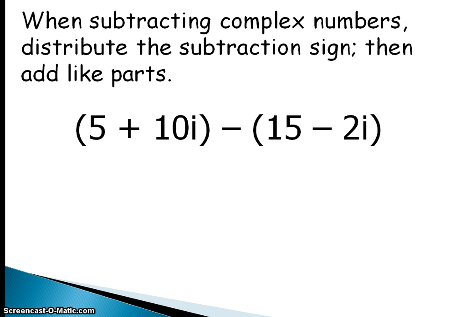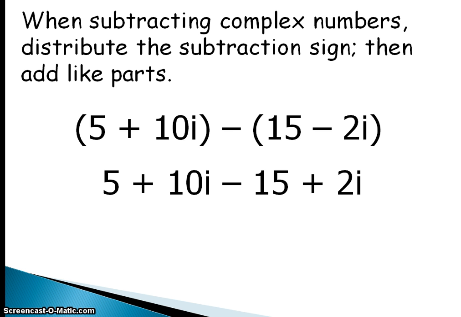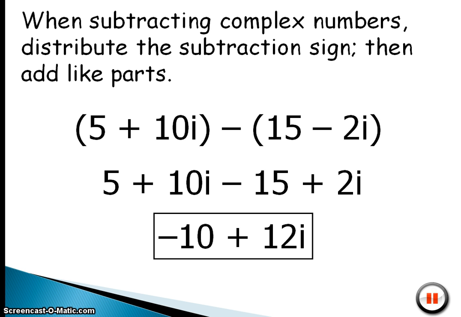When I'm subtracting complex numbers, it's very similar to addition, only now I have to distribute the subtraction sign and then add like parts. And when I distribute that subtraction sign, I get negative 15 plus 2i. And now I'm going to add the reals to the reals and get negative 10, and the imaginaries to the imaginaries and get plus 12i. Please pause now. Write down these instructions and this example.